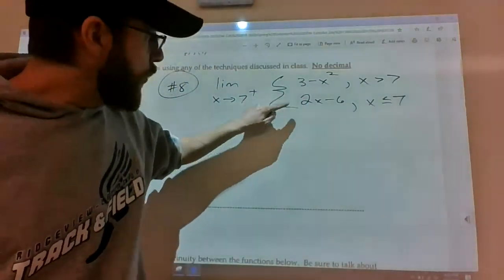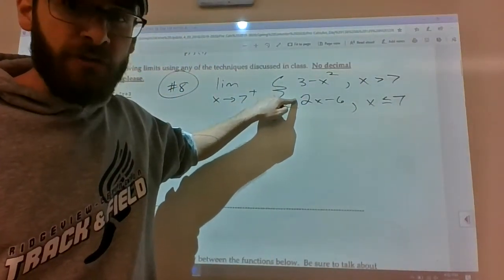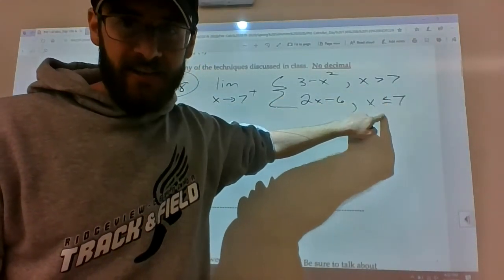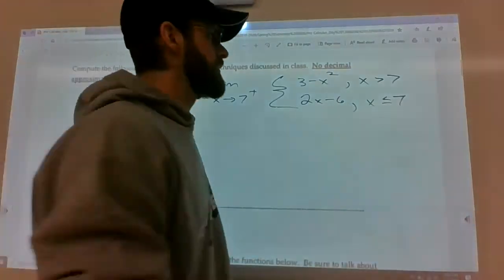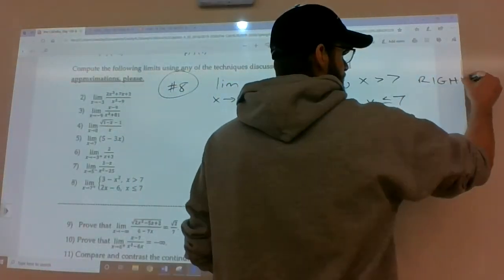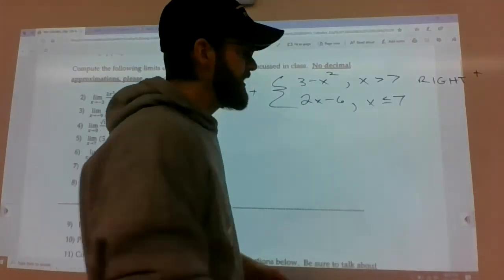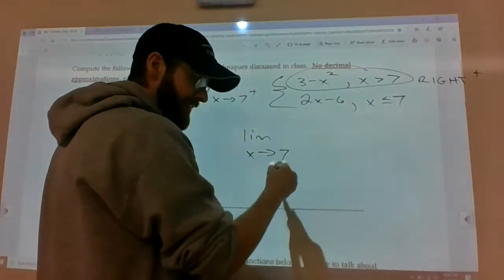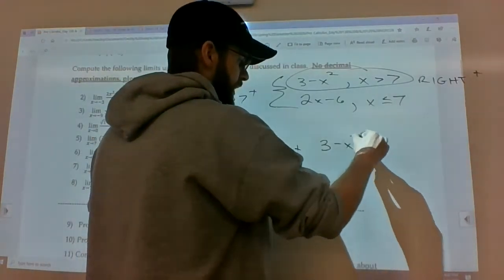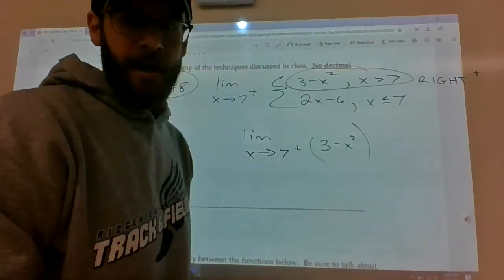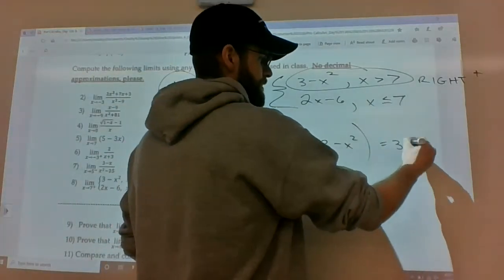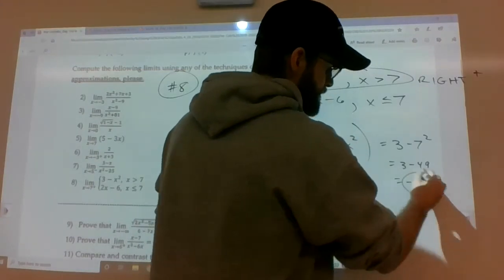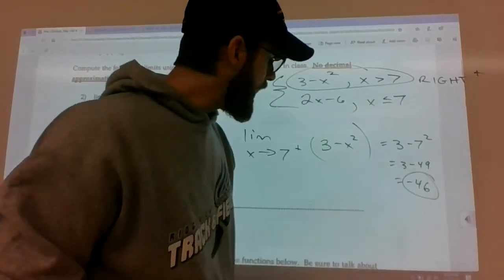From the right, one of these describes behavior from the right. Greater than means from the right. Less than means from the left. So here's our right function. So you're basically just saying, oh, what's the limit as x approaches 7, from the right, of 3 minus x squared? So you just plug it in. Negative 46. All right, stopping the video.